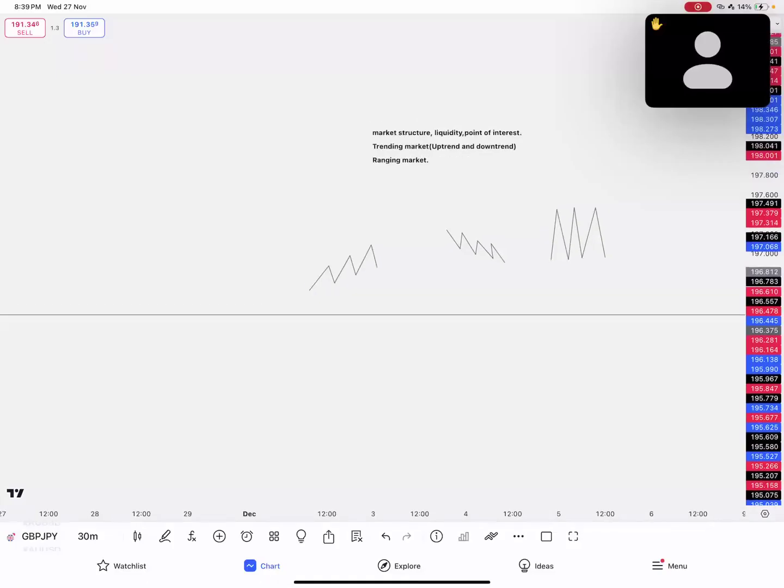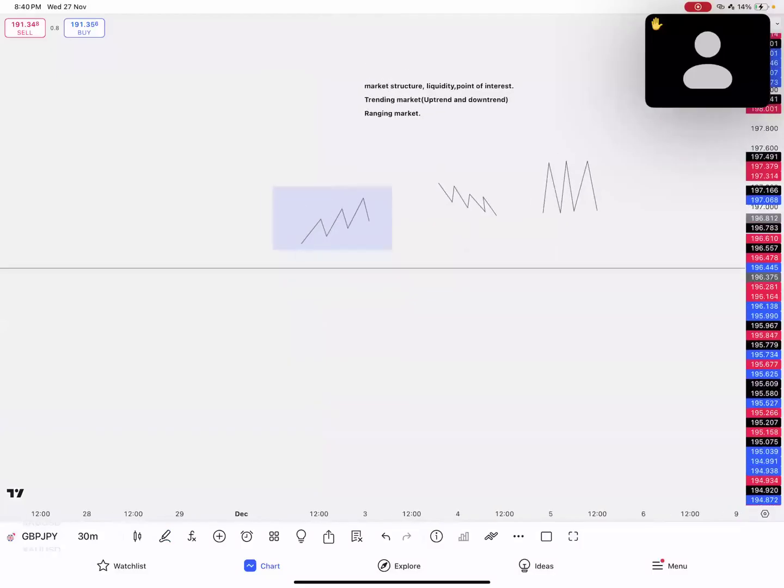Now, what do I actually look out for in the market structure part of my strategy? There are two key things I look out for: market structure shifts and breaks of structure. A market structure shift is an indication that the current trend is about to end and a new one is about to begin in the opposite direction. What do I mean by this? This previous structure I drew out here is clearly an uptrend.